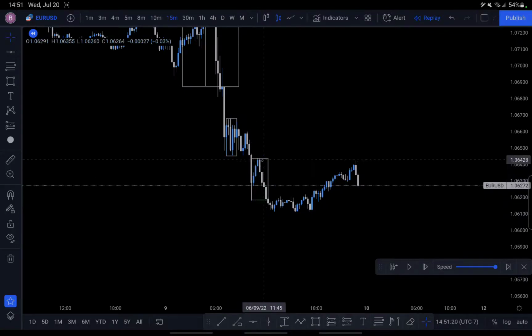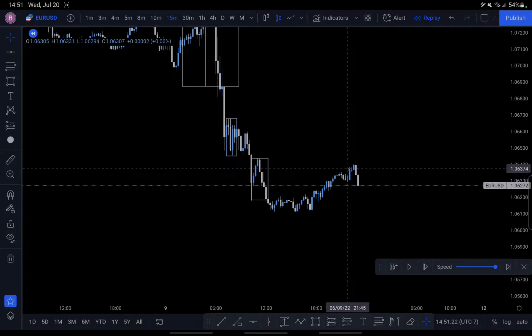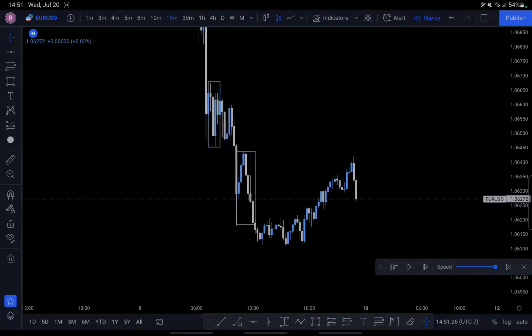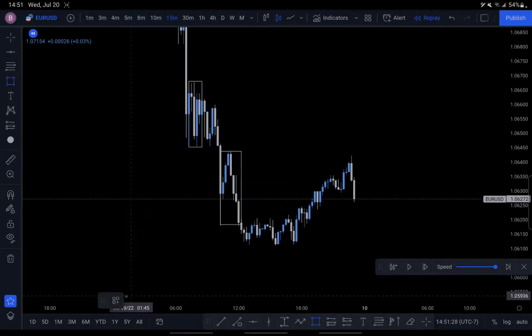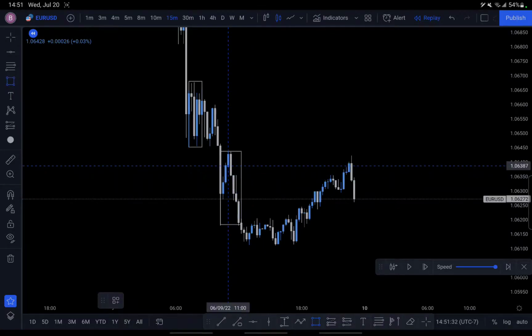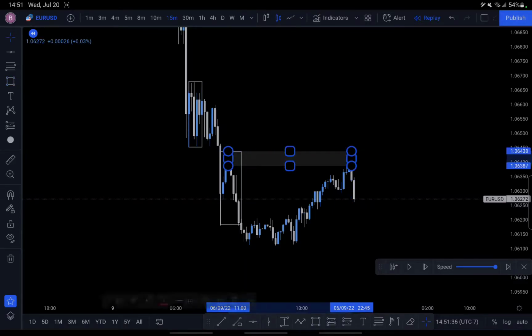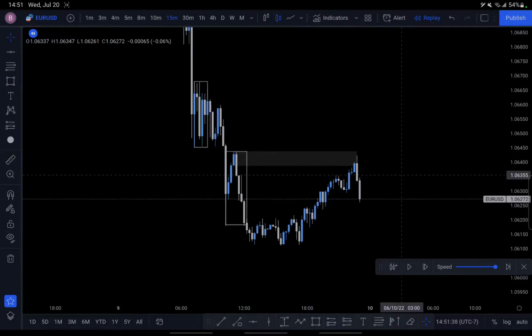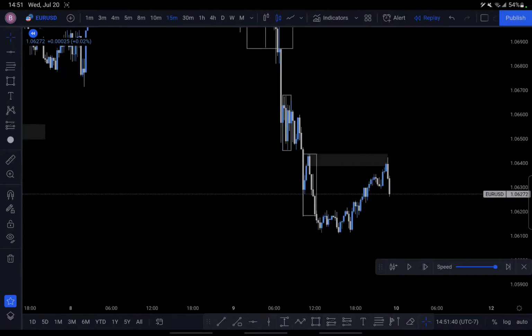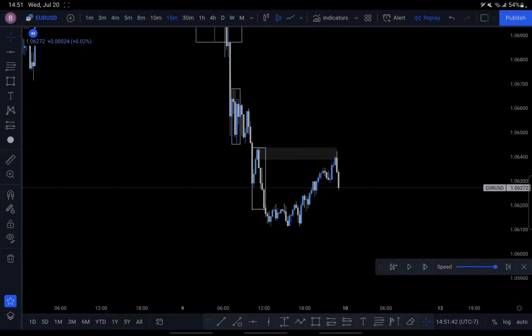Okay, broke down, came back up. Looks like it tested this supply zone here. Let's go ahead and mark that in. So we know price tested there. All right, now let's keep playing price, see where price wants to go.